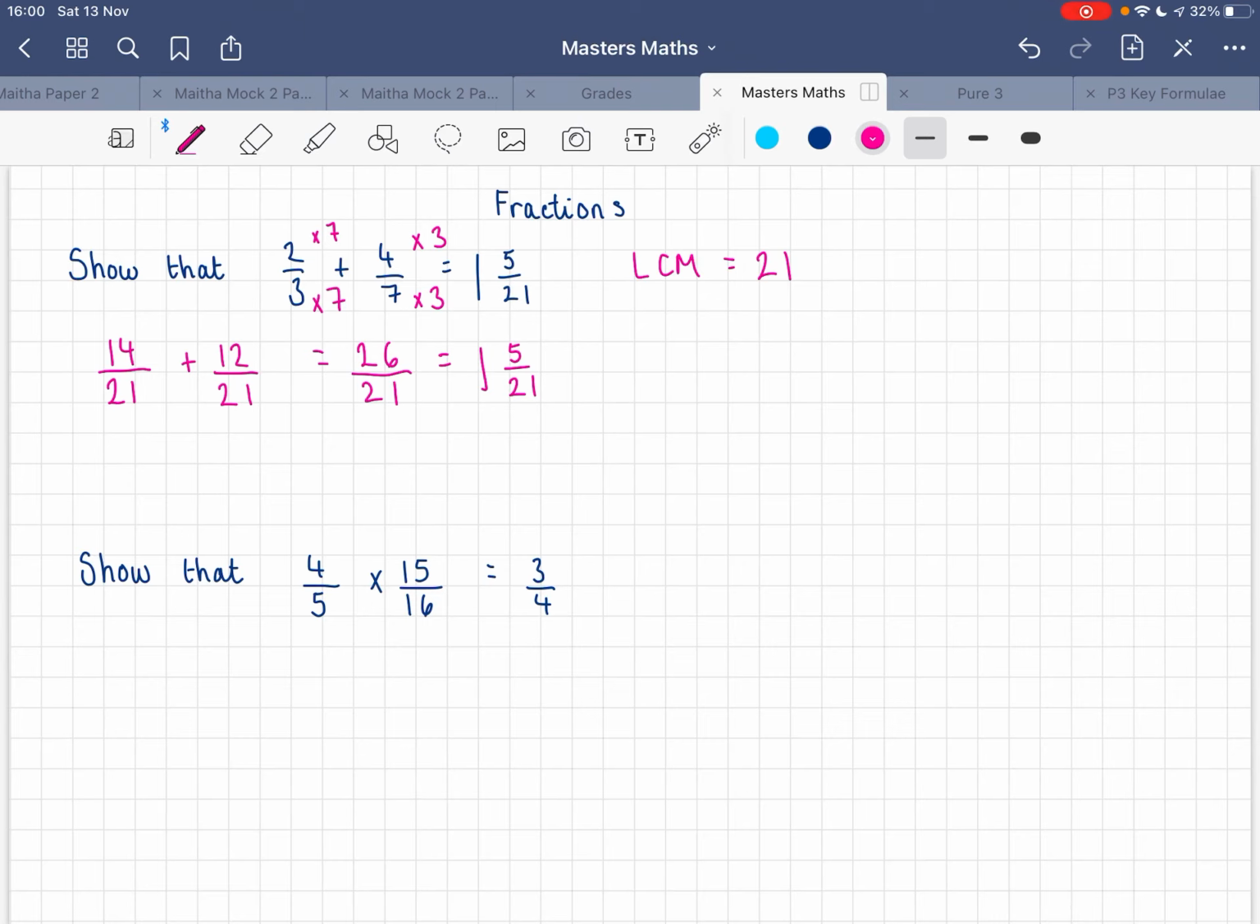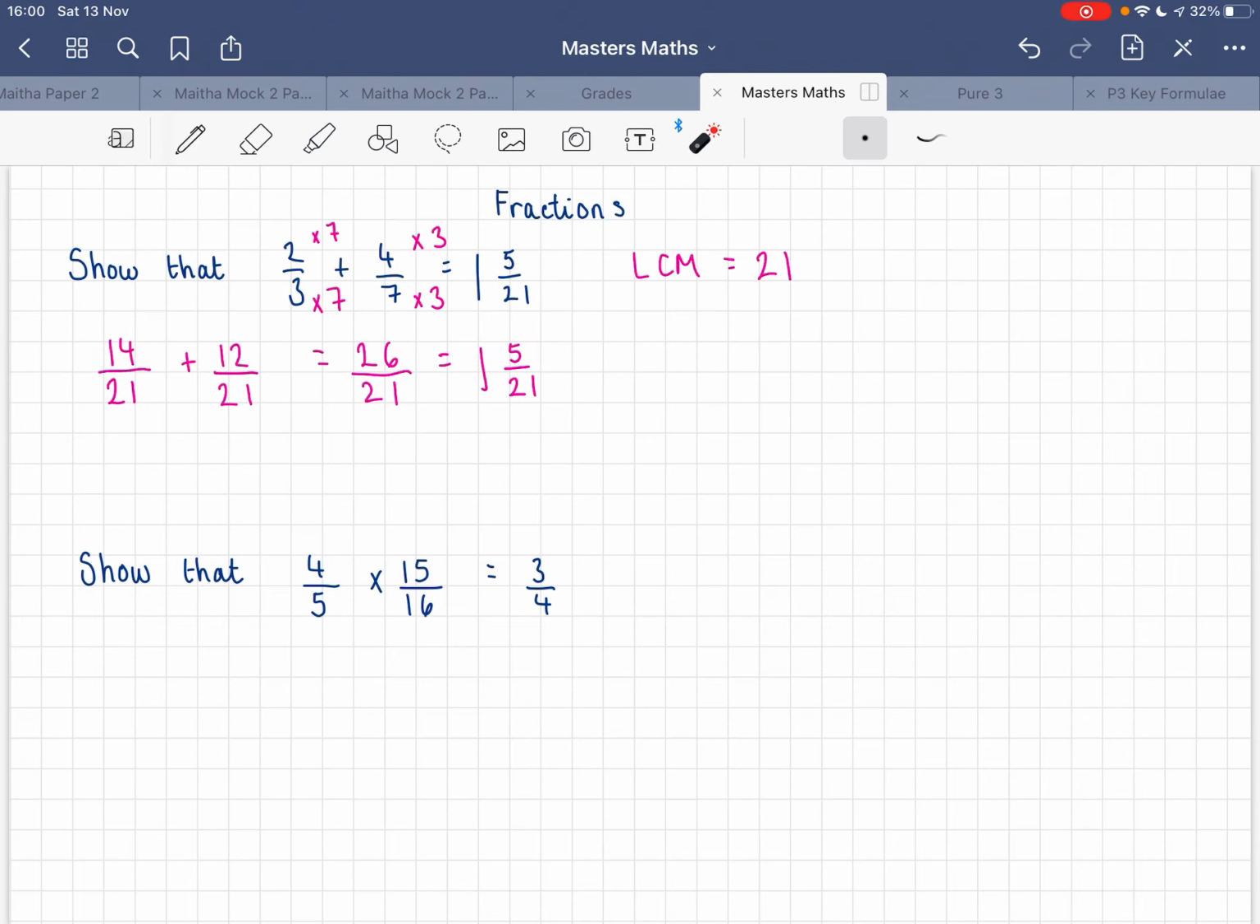We don't need to explicitly state that that's what we're doing. Where you get the marks here is showing that you have made the denominator the same. So showing that we've made the denominator the same by multiplying the top and bottom, so that you have to get 14/21 and 12/21. Showing that you're adding them together.